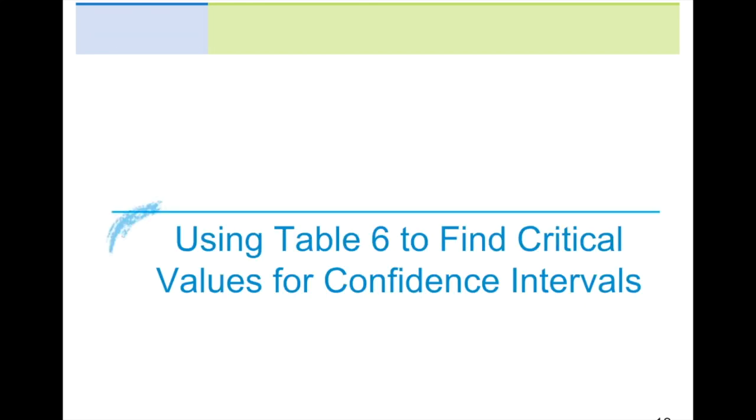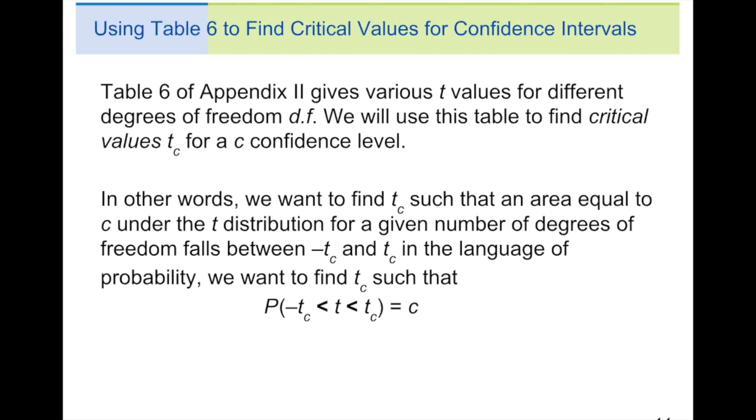Using Table 6 to find critical values for confidence intervals. Table 6 of Appendix 2 gives various t-values for different degrees of freedom df. We will use this table to find critical values t sub c for a c confidence level. In other words, we want to find t sub c such that an area equal to c under the t-distribution for a given number of degrees of freedom falls between negative t sub c and t sub c.